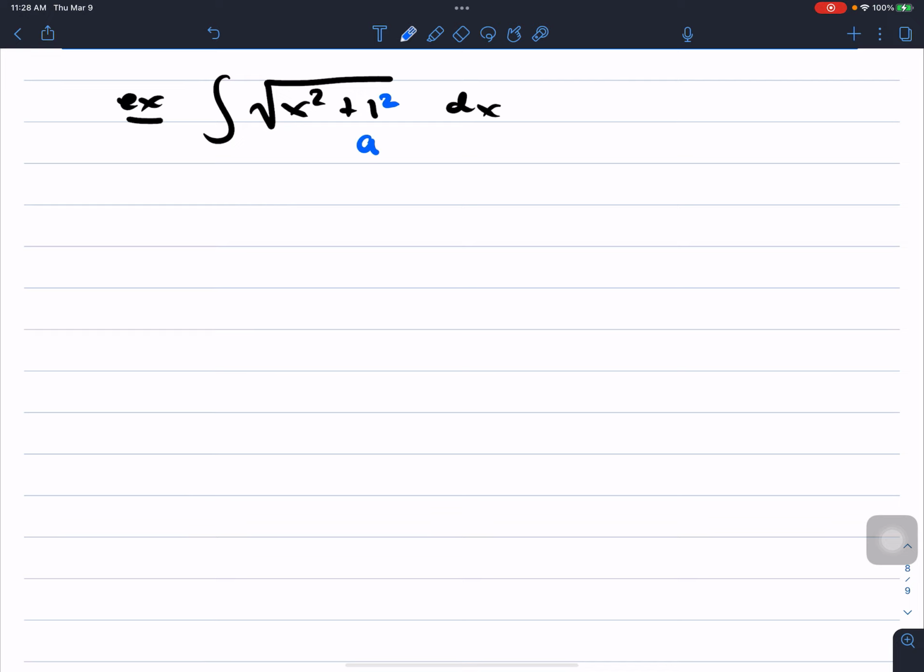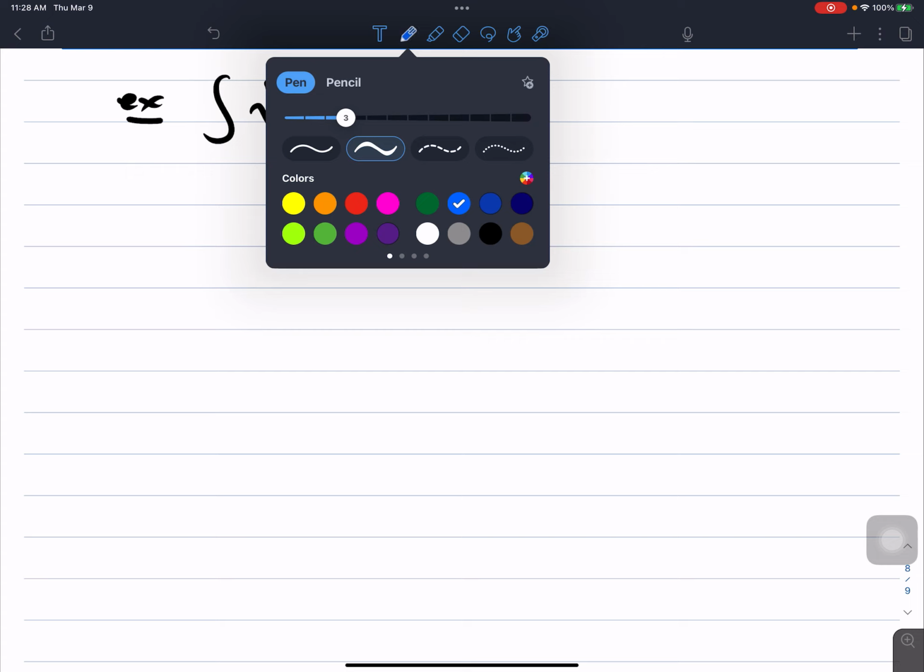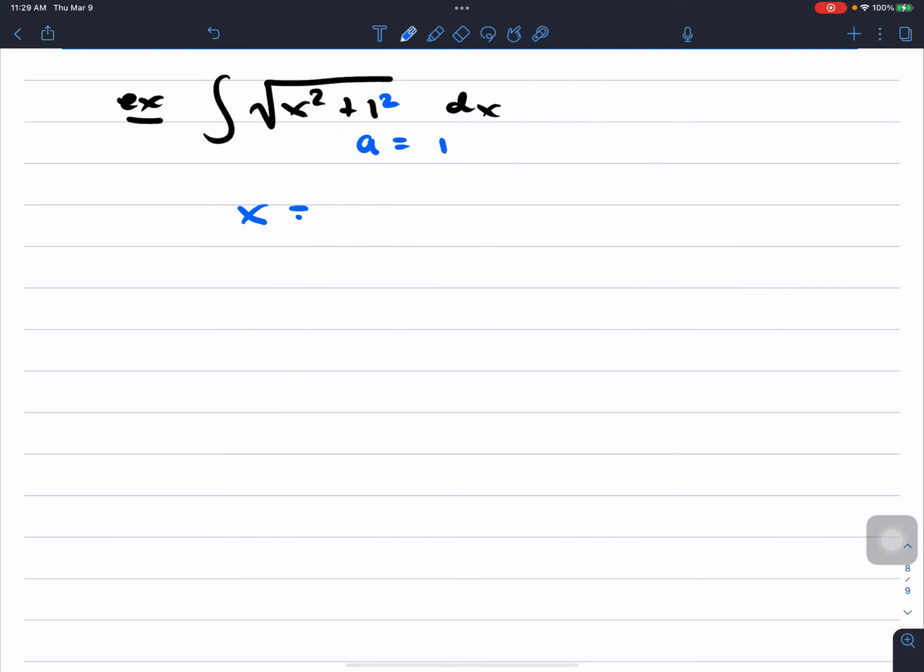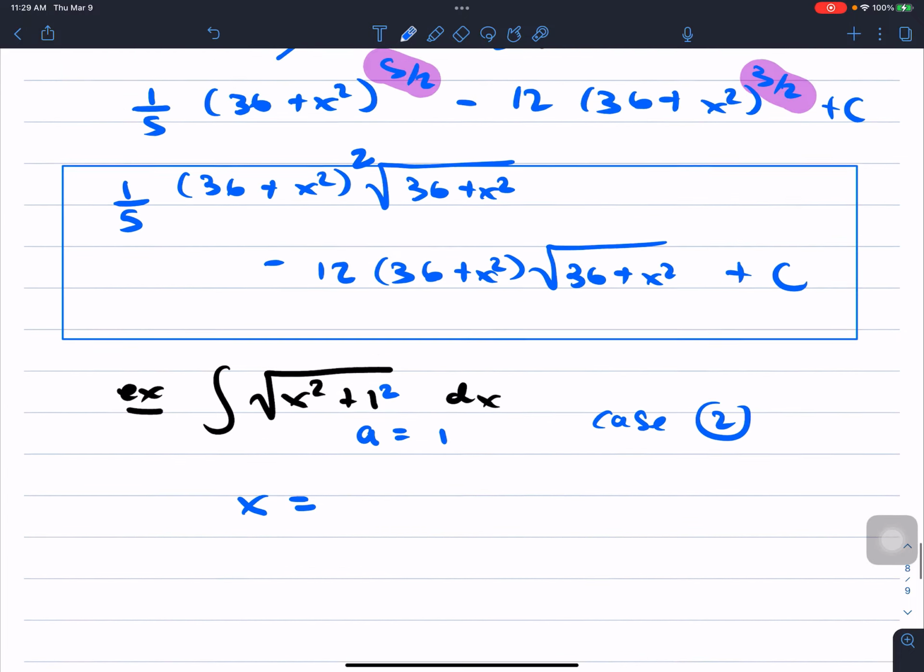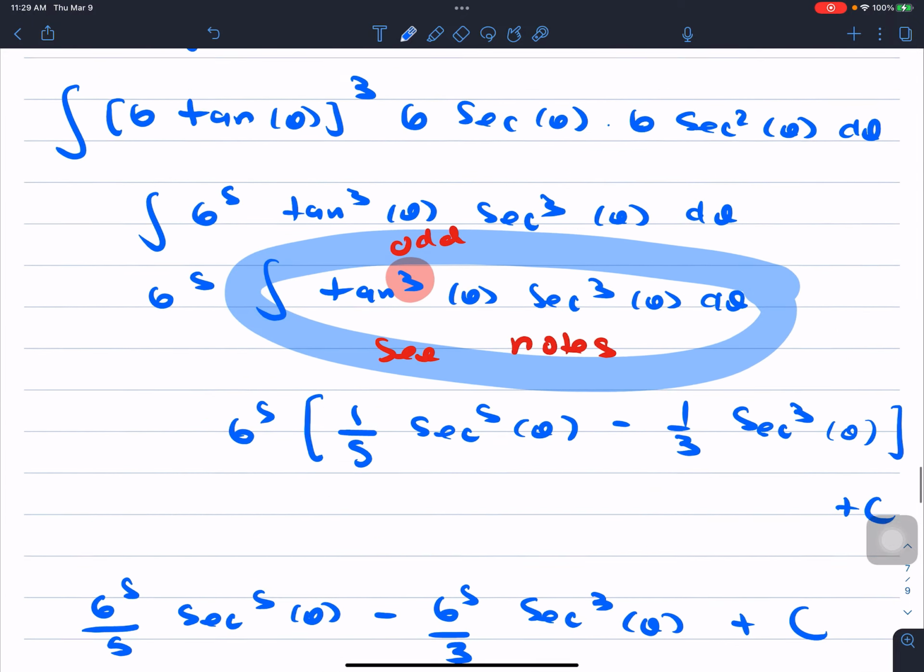This is squared. So what is a here? A is 1. What's the substitution going to be? Okay, so I'm saying they can put it as x squared plus a squared. They don't have to have a squared plus x squared. This is case number what? 2. Your book has a star here. So in case 2, what do you guys have here?